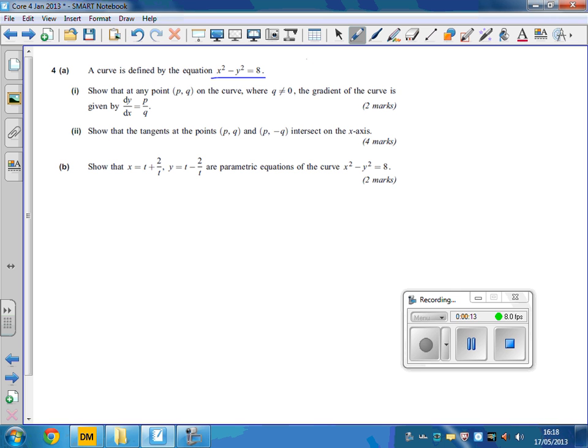The x squared, that's no problem, just goes to 2x. And the y squared goes to 2y. You've got to put a dy by dx next to it. And of course we're taking away them. The 8, don't forget the 8, it differentiates to 0.